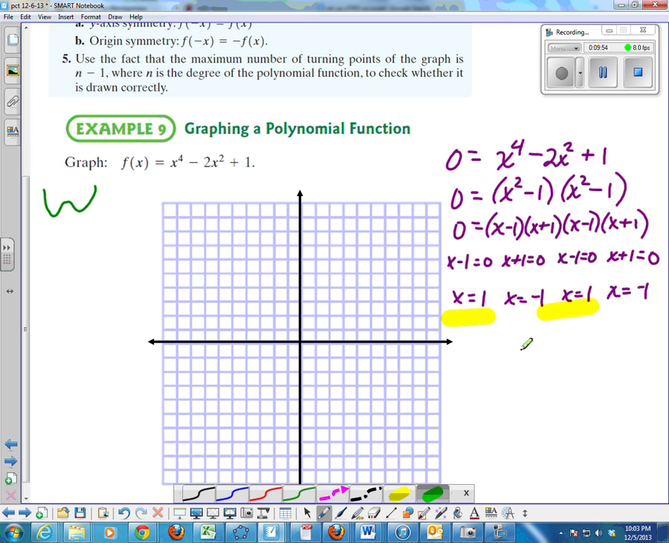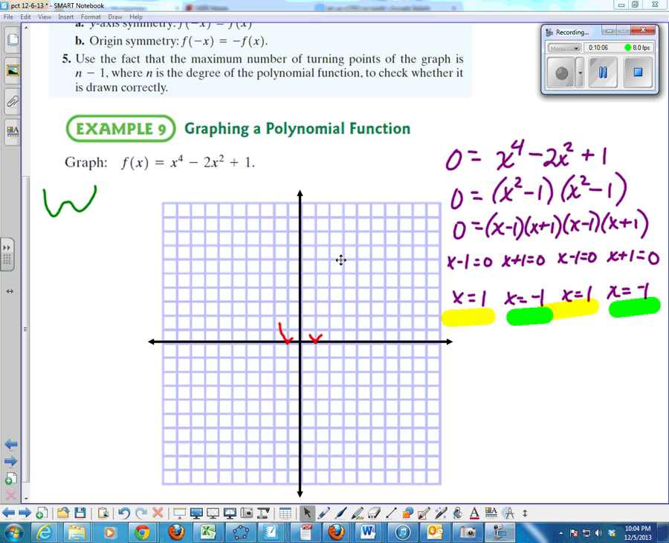Okay, so each of these roots has multiplicity 2 or even multiplicity. That means that the curve will just be touching the x-axis, not crossing through it. It should look something like this. So we have the parts of the W here and here touching the x-axis. These are the x-intercepts. The next step, step 3, is to find the y-intercept by computing f of 0. So let's do that next.